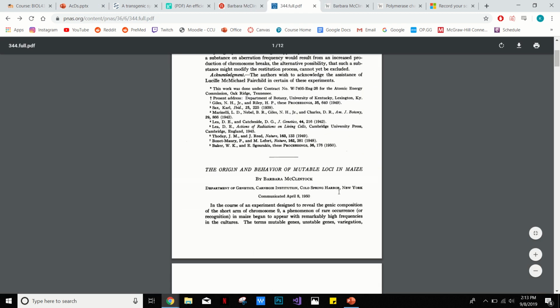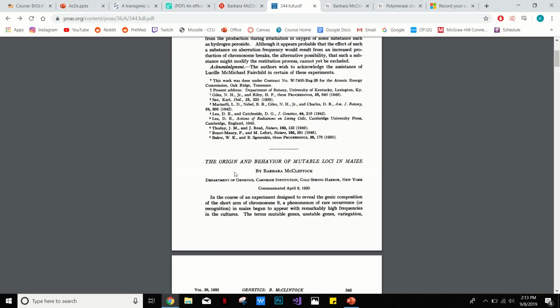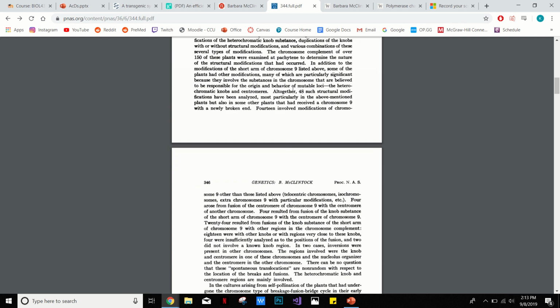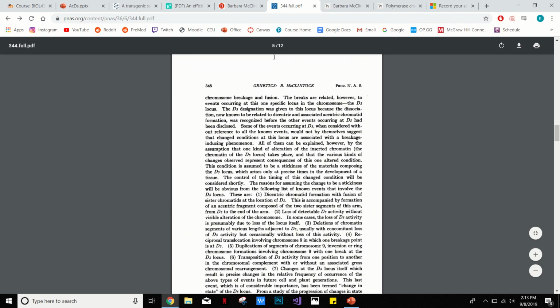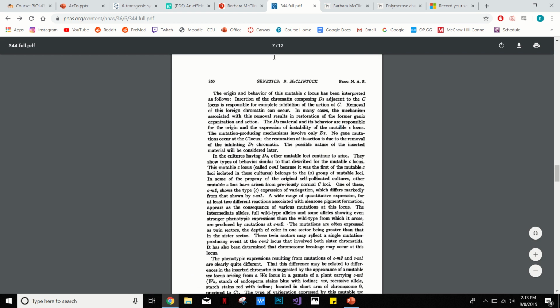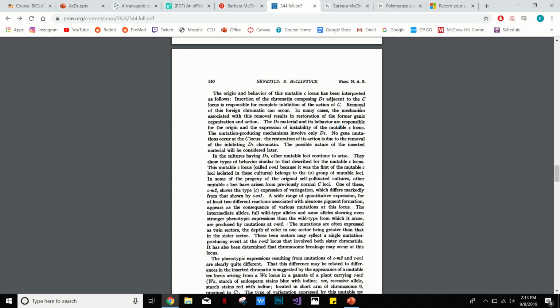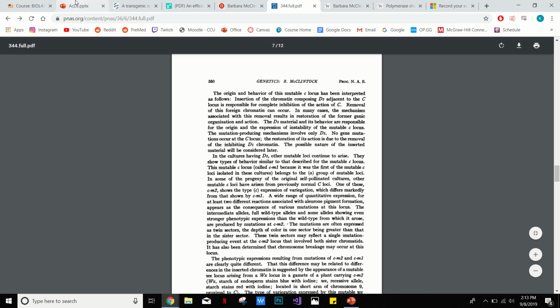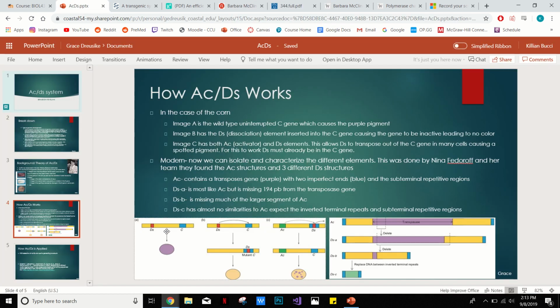And then Barbara McClintock goes further into detail in her paper, The Origin and Behavior of Mutable Loci in Maize. This is one of the things that helped her win the Nobel Prize in Physiology and Medicine. And then down here on page 7, the very top paragraph goes into detail of this. It says the insertion of the chromatin composing Ds adjacent to the C locus is responsible for complete inhibition of the action of the C locus, which is shown over here. As you can see, when it's adjacent or inserted into it, complete inhibition.